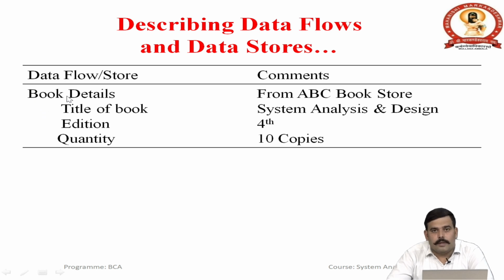Here we have an example of the same data structure, book detail, where we are demonstrating only three data elements: title of book, edition and quantity. These are the comments related to the data structure and elements represented by book detail from ABC bookstore. Title of book is the name of the book; we are taking the name of the subject, system analysis and design. Edition can be any edition, for example the 4th edition. Quantity is the quantity of order or the quantity we have in our store, like 10 copies.